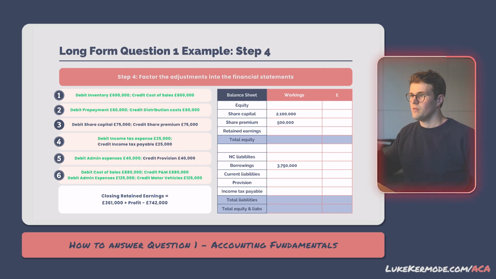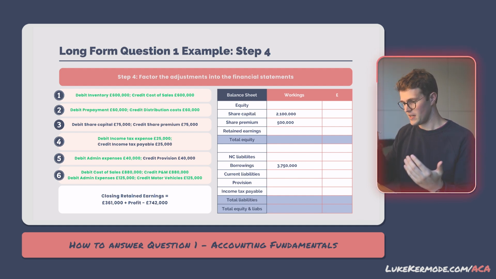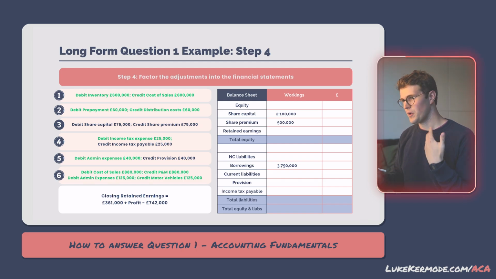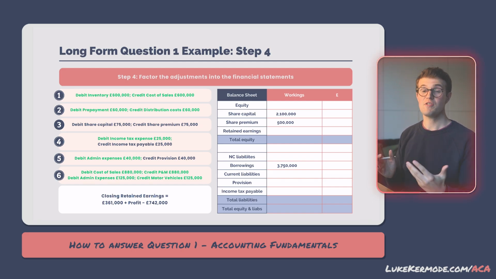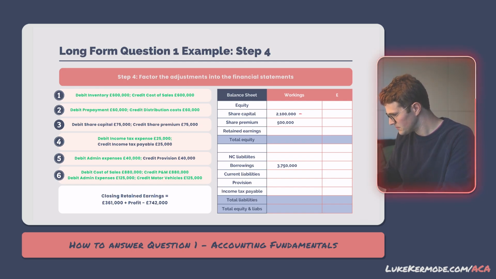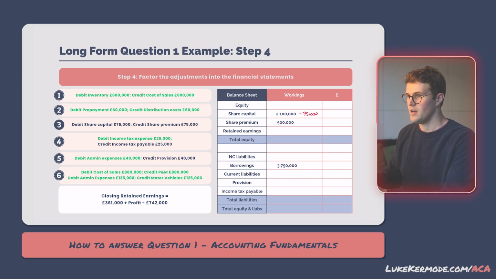Let's now move on to equity and liabilities. Again, we're just continuing to work through the adjustments until everything's been factored into the financial statements. So now we can look at the share issue error. The accountant originally overcredited share capital. Of the £100,000 raised, only 25,000 was par value. The remaining 75,000 should have gone to share premium. So we need to debit share capital, and we credit share premium by 75,000.